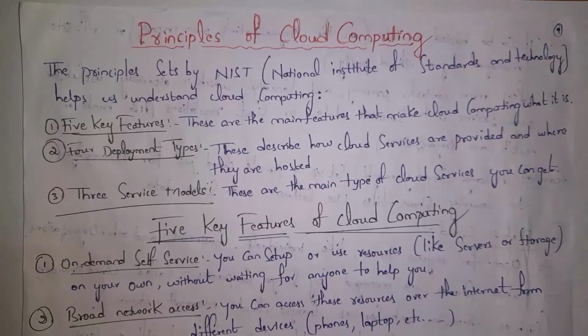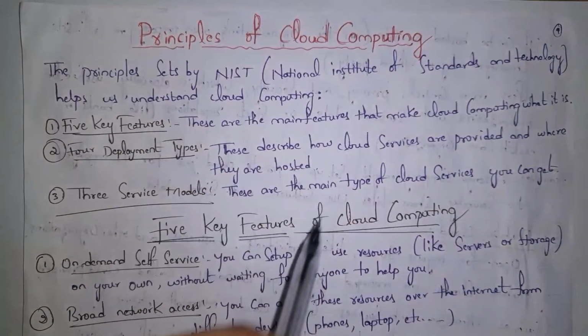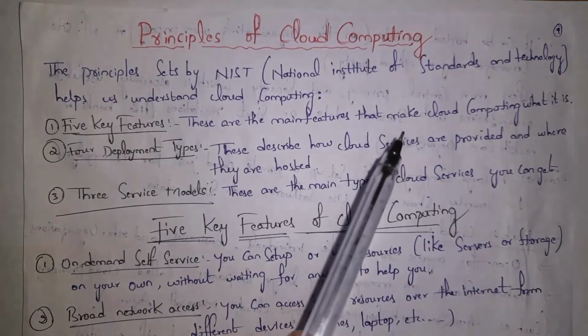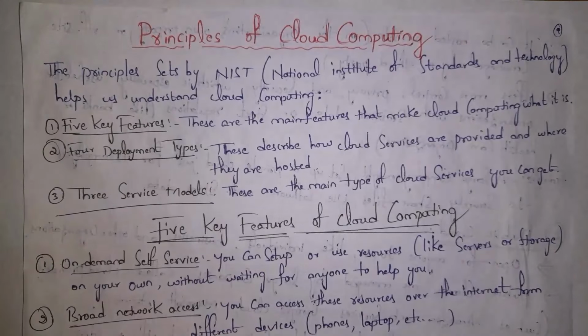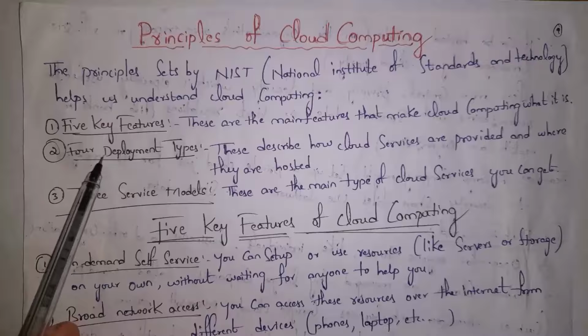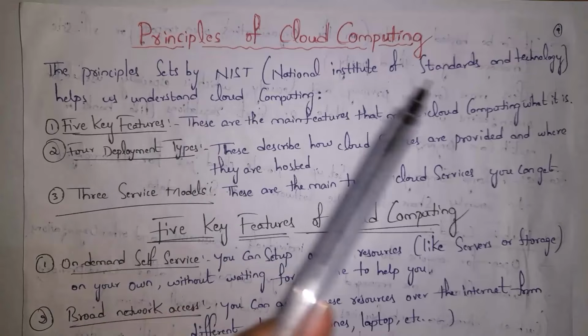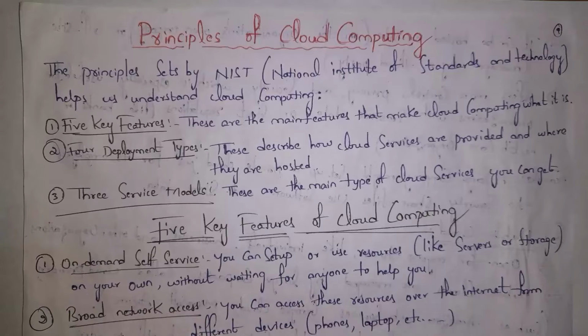Next I will explain the principles of cloud computing. Guys, NIST, that is the National Institute of Standards and Technology, developed these principles. These principles contain 5 key features, 4 deployment models and 3 service models of cloud computing. I will explain each of them in detail. At first I will explain the 5 key features of cloud computing. These are the main features that make cloud computing what it is. Guys, these are the 5 features.